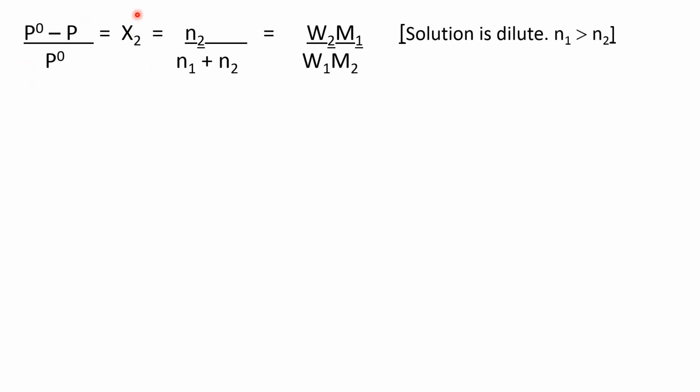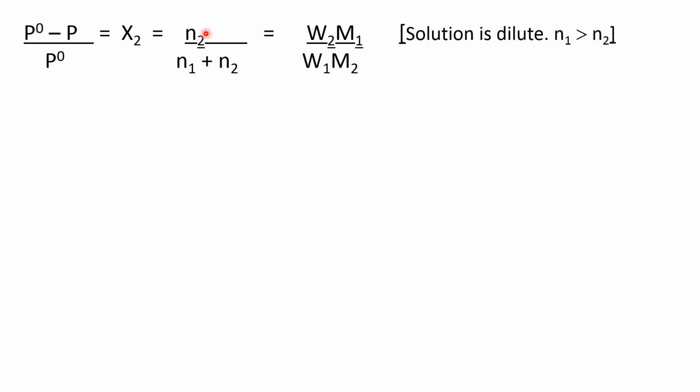According to Raoult's law, we can write the relative lowering of vapor pressure, P0 minus P by P0, is equal to the mole fraction of the solute, that is X2. Mole fraction of the solute is the number of moles of the solute divided by the total number of moles, that is the number of moles of solvent plus the number of moles of solute. The number of moles of solute is N2, and the total number of moles is N1 plus N2. As the solution is very dilute, we can neglect N2 in comparison to N1. So this equation becomes N2 by N1.